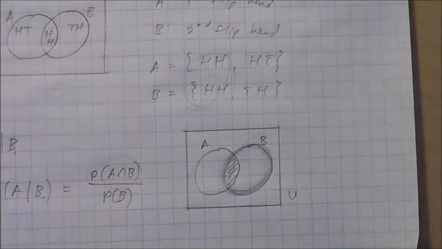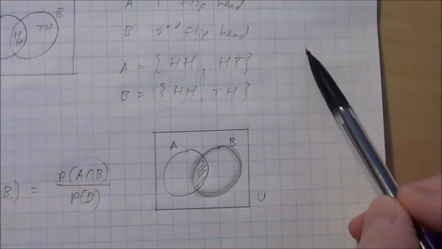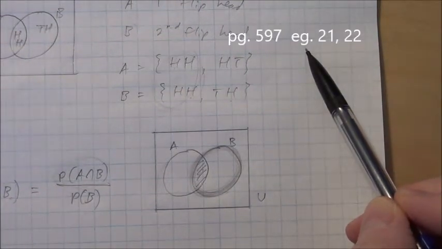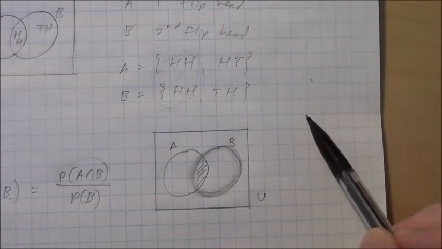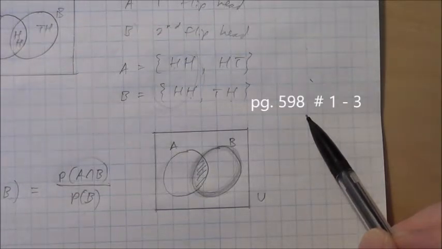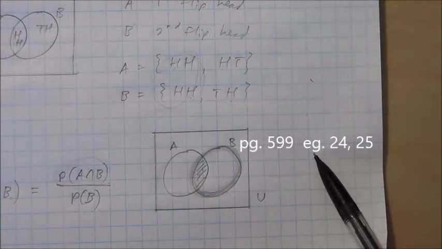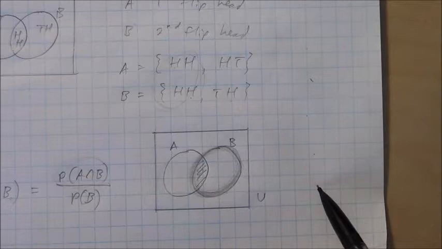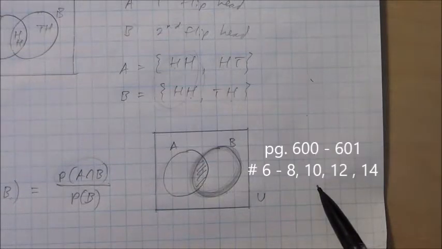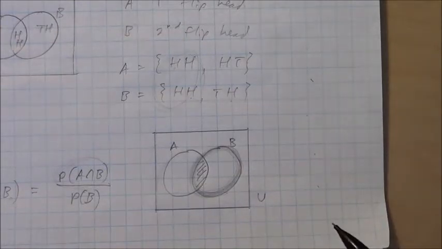Okay, so we're going to be looking at a few examples of all of these things tomorrow in class. In the meantime, what I would like you to do, of course, as always, is take a look at examples 21 and 22 on page 597. Then example 23 on page 598. Then take a little peek at the practice exercises on page 598, numbers 1 to 3. Followed by looking at examples 24 and 25 on page 599, and of course, as always, listening to the self-tutor for all of these, and then looking at exercises 6 through 8, 10, 12, and 14 on pages 600 to 601. Again, you'll have time in class to work on these.